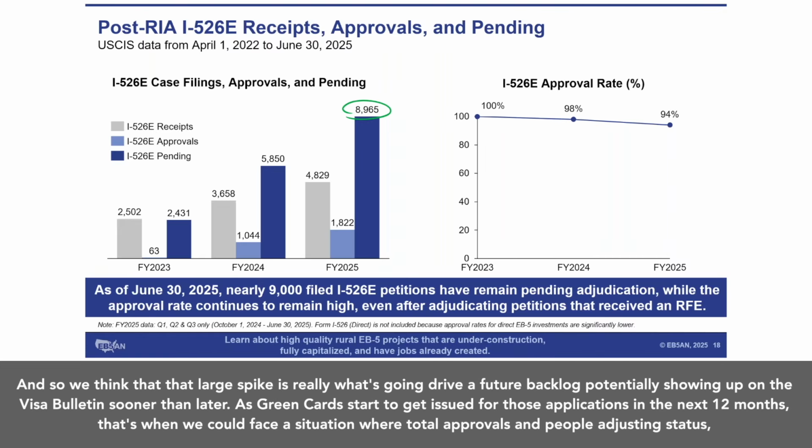And so we think that large spike is really what's going to drive a future backlog potentially showing up on the visa bulletin sooner rather than later.